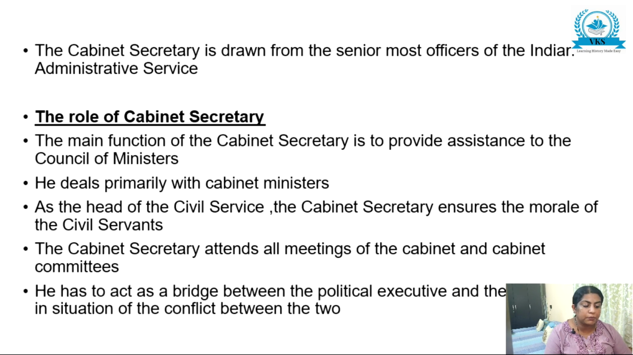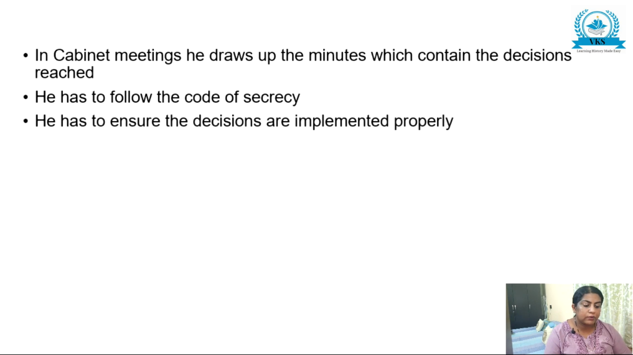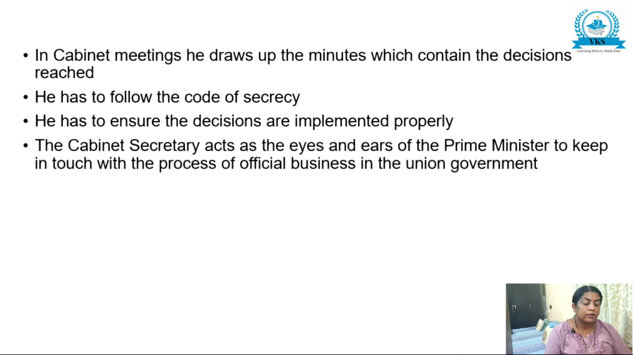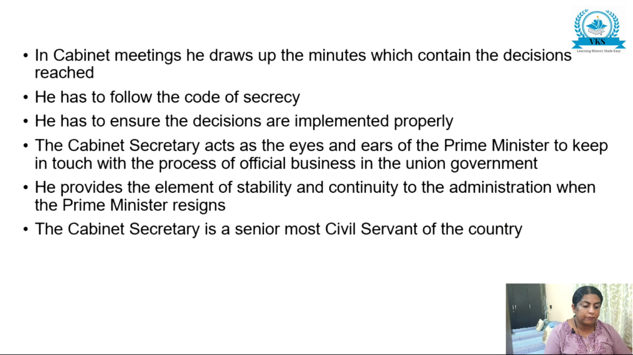He has to act as a bridge between the political executive and the civil servants in situation of the conflict between the two. In cabinet meetings, he draws up the minutes which contain the decisions reached. He has to follow the code of secrecy. He has to ensure the decisions are implemented properly. The cabinet secretary acts as the eyes and ears of the prime minister to keep in touch with the process of official business of the union government. He provides the element of stability and continuity to the administration when the prime minister resigns. The cabinet secretary is the senior most civil servant of the country. So all are the important duties or the role of cabinet secretary.